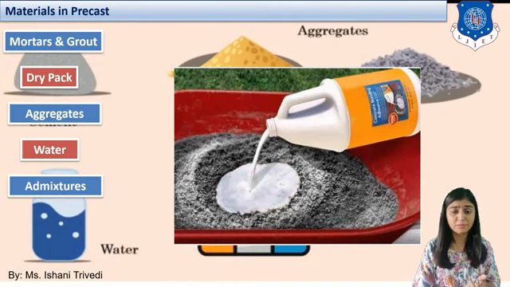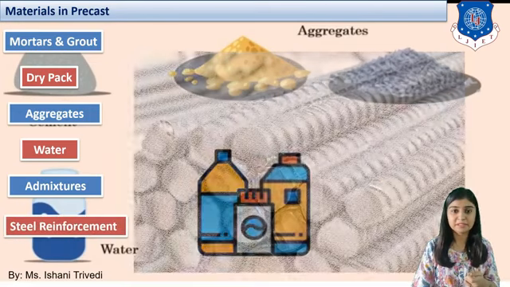Next we have water. You know that the water used should be fit to drink. Potable water is best suited for concrete construction. Next we have admixture. As I discussed in the previous session, admixtures are going to be the most important part of precast concrete, which we will discuss.